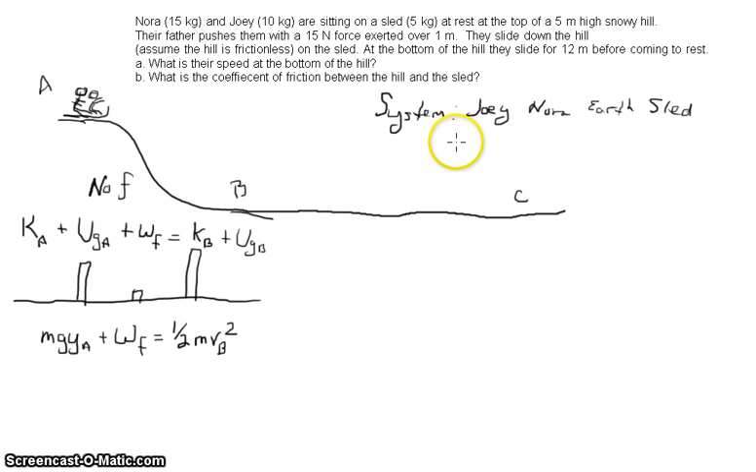Okay, the mass of the entire system would be Joey plus Nora plus the sled, which would be 30 kilograms.